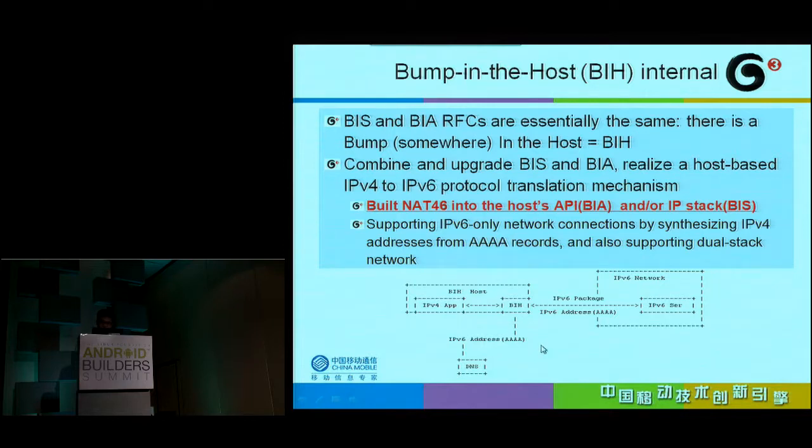This diagram shows the connections. The BIH host's IPv4 application will call into the system. So the BIH will do the NAT46 translation, and the operating system will use the new IPv6 address to connect to the IPv6 server and do the communication with the BIH translation.